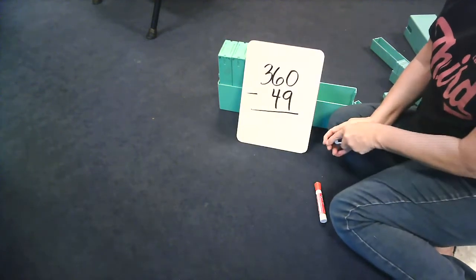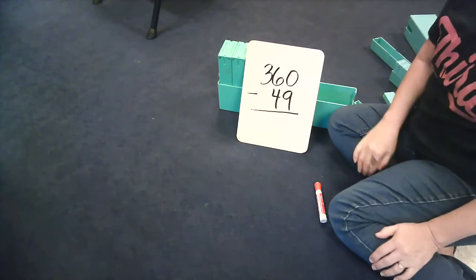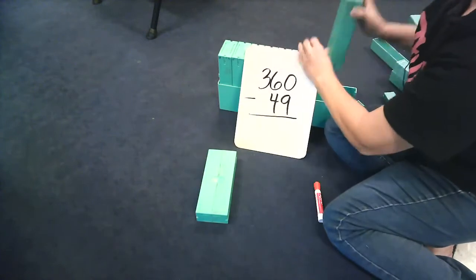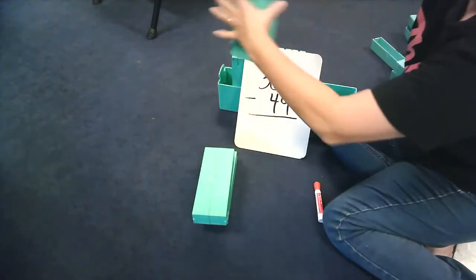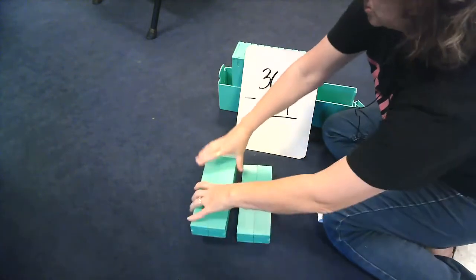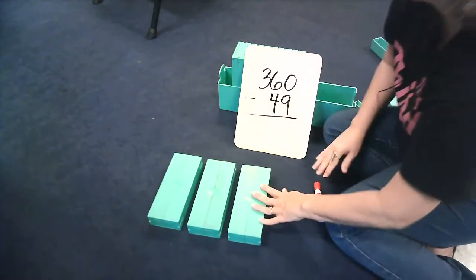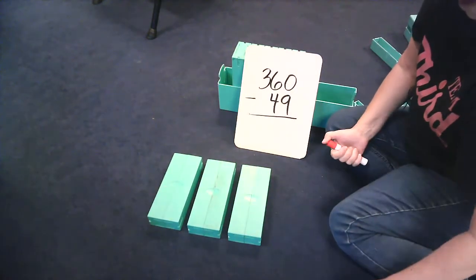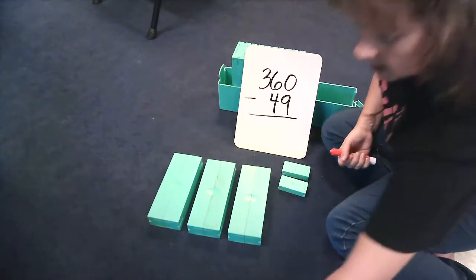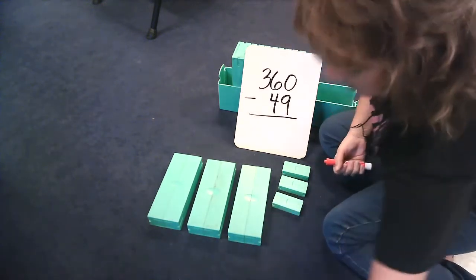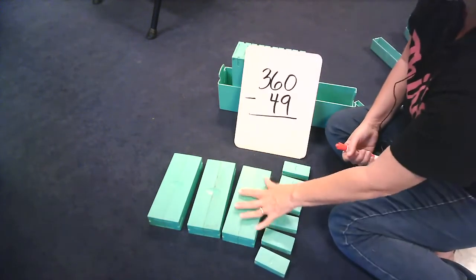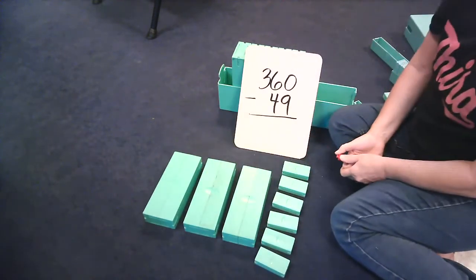All right. So the first thing I need to do is make the whole number 360. 100, 200, 300. Okay, now let's put them like this so you can see. 100, 200, 300. All right, 360. 310, 320, 330, 340, 350, 360. All right, there's my number, 360.